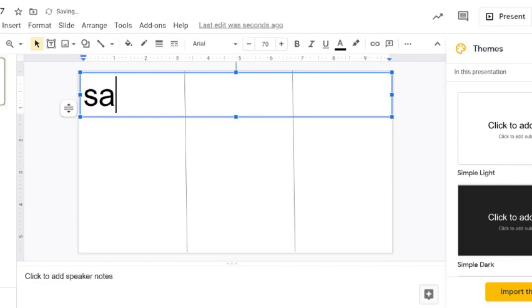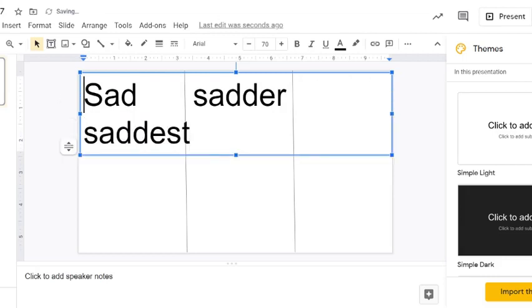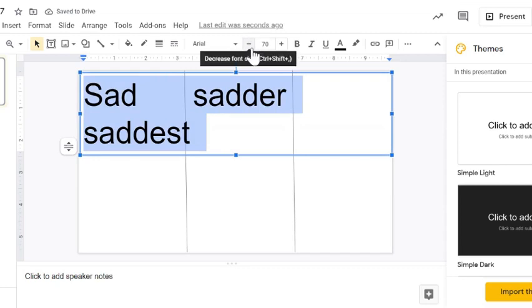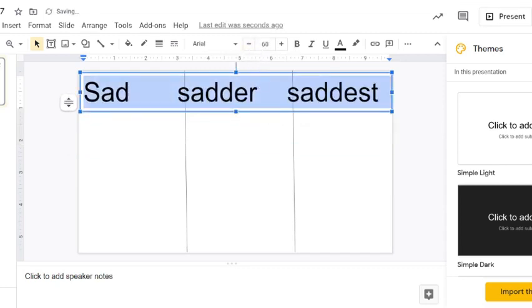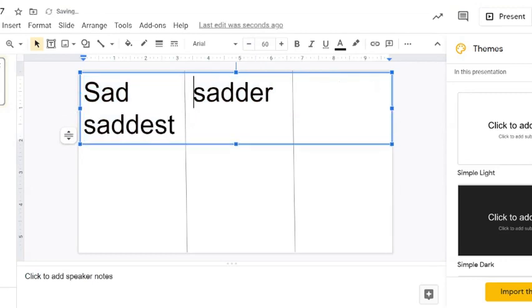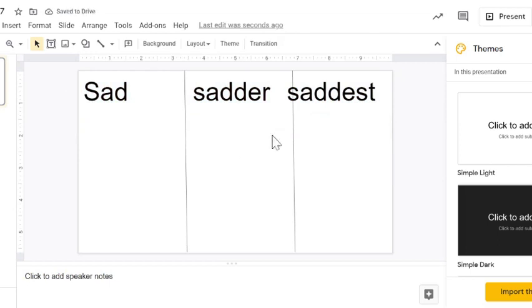So I'm going to write this word: sad, sadder, saddest. You guys know the word sad, like not happy, right? Let me make that a little bit small. Okay, so sad, sadder, and saddest.